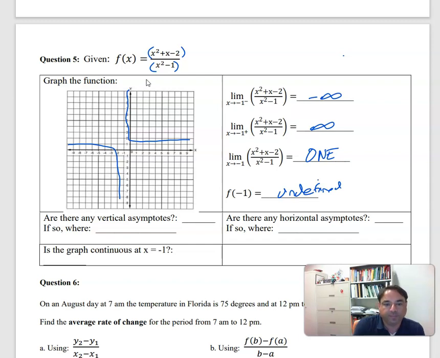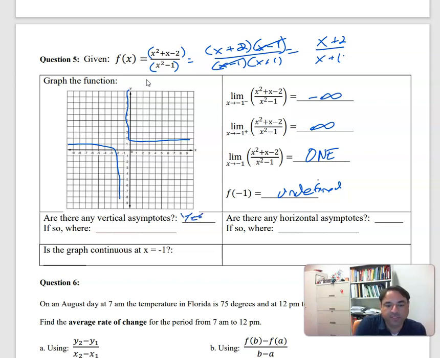What's going on there? Again, we want to make sure we simplify first. So the top is going to be x plus 2, x minus 1. And then the denominator is going to be x minus 1, x plus 1. So this simplifies to x plus 2 over x plus 1. So what makes the denominator 0? So yes, there's a vertical asymptote. It's at x equals negative 1.